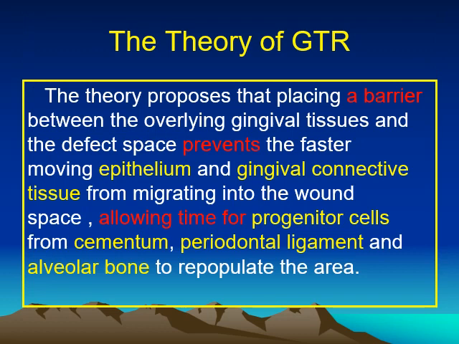Therefore, the theory proposes that placing a barrier between the overlying gingival tissues and the defect space prevents the faster moving epithelium and gingival connective tissue from migrating into the wound space, allowing time for progenitor cells from cementum, periodontal ligament, and alveolar bone to repopulate the area.